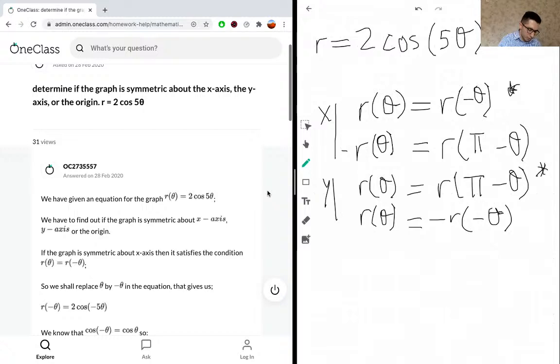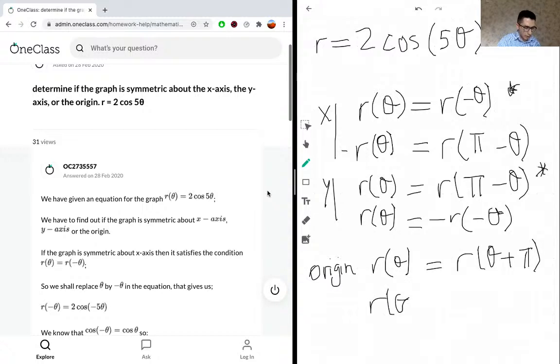for the origin, we would test for r theta is equal to r theta plus pi. Or we could also test for r theta is equal to negative r theta. Okay, so these are what we want to test for to determine if it's x-axis symmetry, y-axis symmetry, or origin symmetry. So we're going to erase all this to make some space.